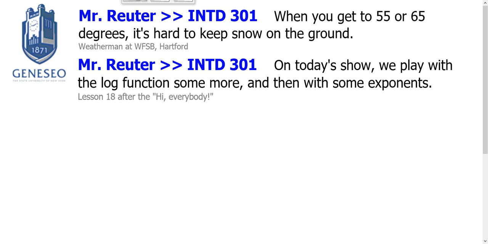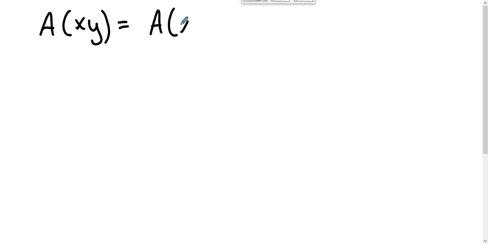Okay. So in particular, I would like to play with the idea that A of xy is A of x plus A of y. And in this case, x and y are positive real numbers. I want to drive home why that is, in fact, true.